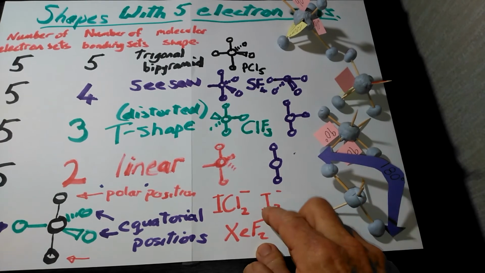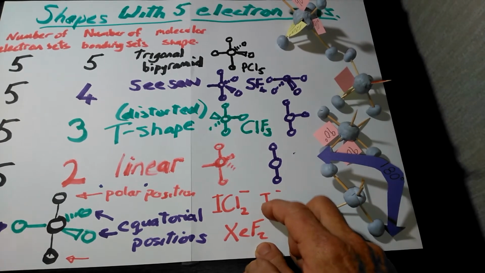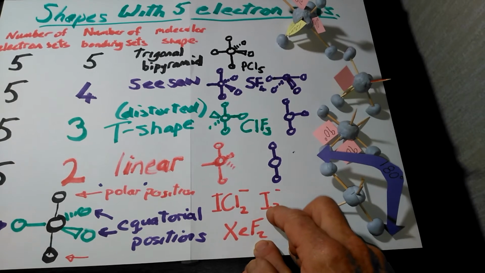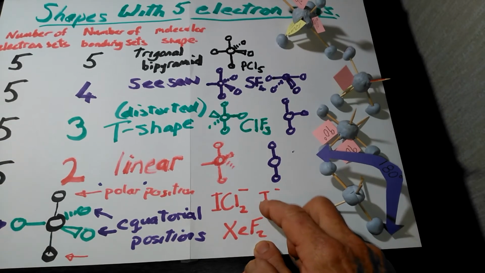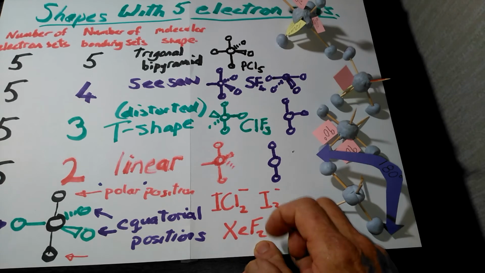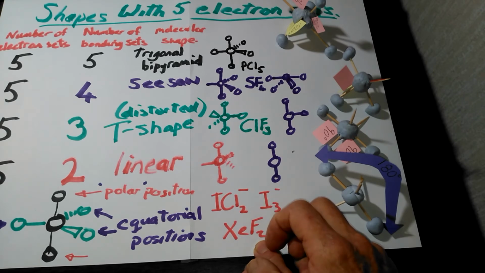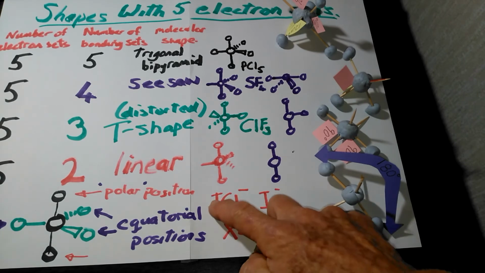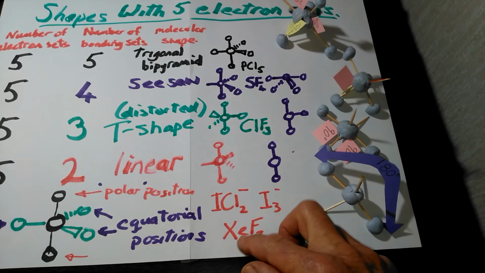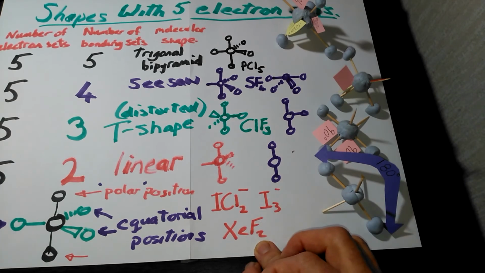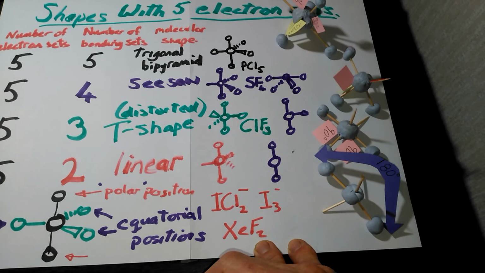An example of that, a good example that most people have come across, is the triiodide ion here, I3 minus. That is the brown colour in iodine solution. When you put iodine into a solution of iodide to dissolve it a bit more, you get the triiodide ion. Also the ICl2 minus ion, and XeF2 is also linear but with 5 bonding sets. Okay.